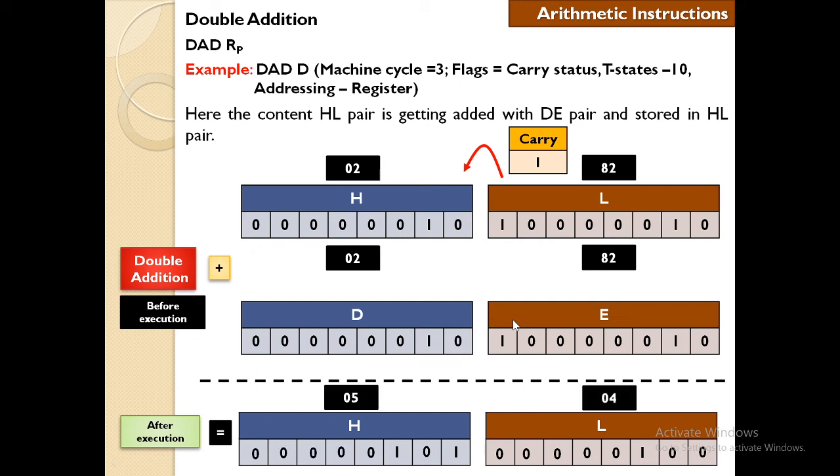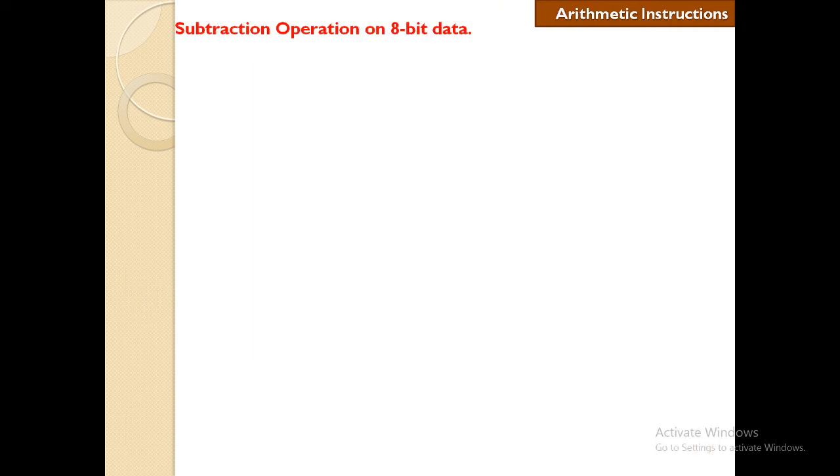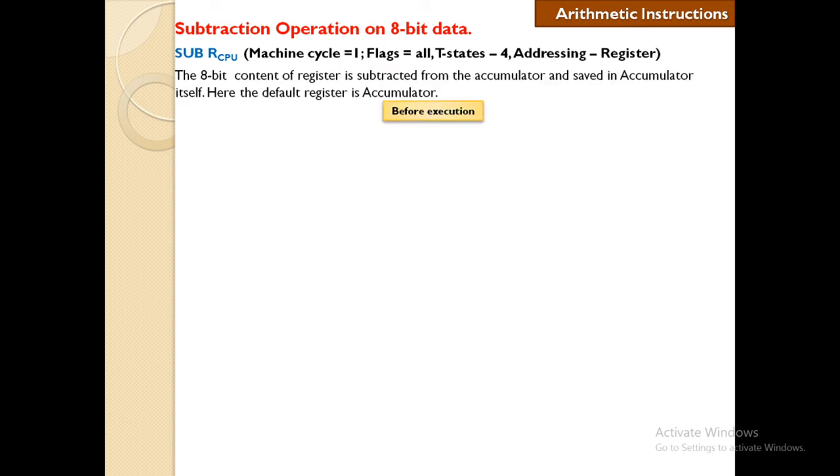So the result is stored again in HL, but in this case it was added with the DE register pair. Here the DE register pair is handled simultaneously, so even if there is a carry at the lower portion, it will get reflected in the carry flag. Now let's move on with the sub operation.